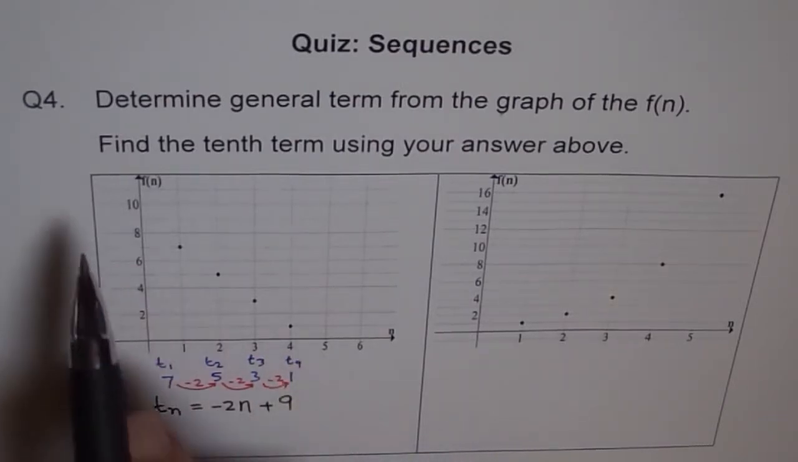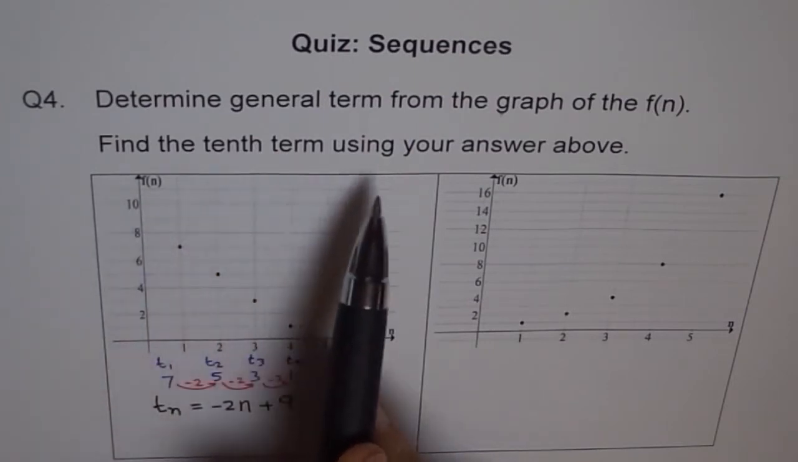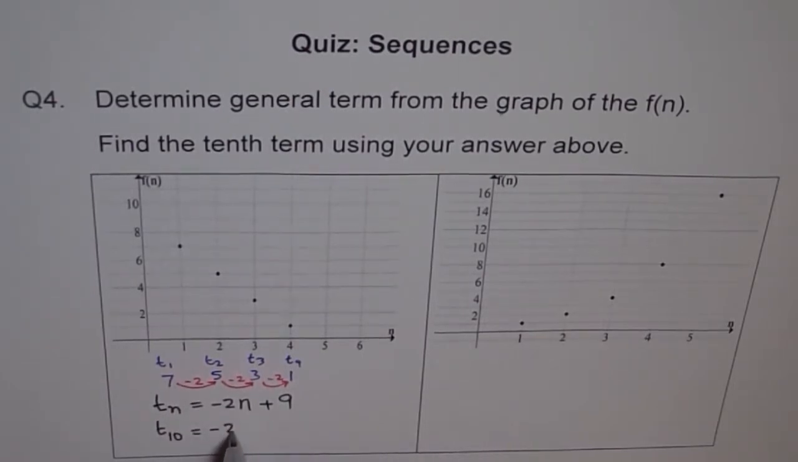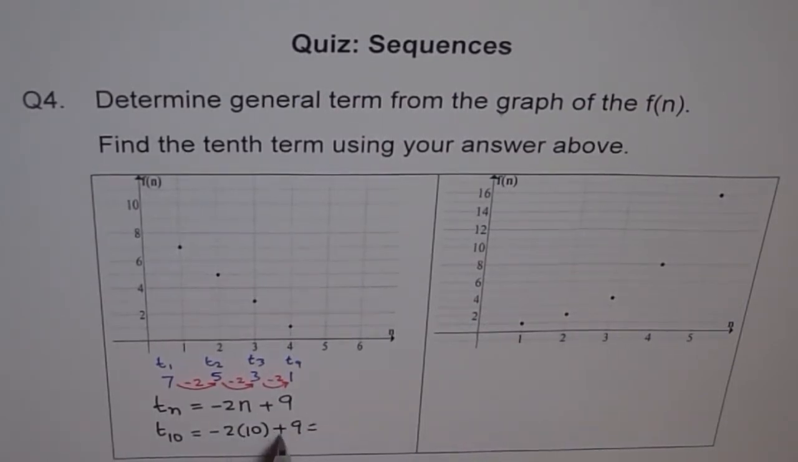Part B of this is to find the 10th term using your above answer. So this is Tn, and the 10th term will be T10, which you can find by replacing n with 10. So we get minus 20 plus 9, which is minus 11. That is your answer for the 10th term.